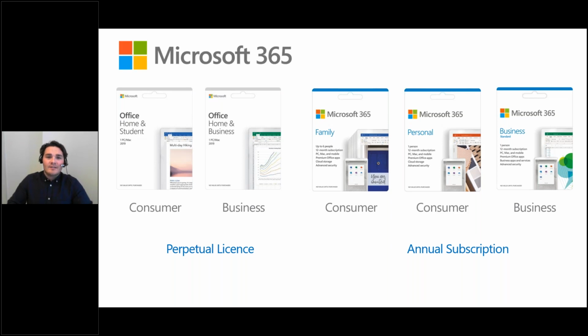If we look to the annual subscriptions, we have what was formerly known as Office 365. And here is part of the reason why it's confusing, because Office 365 is now called Microsoft 365. And this clearly marks the difference between the perpetual license and the annual subscription. But the reason behind changing from Office 365 to Microsoft 365 is because we've made some fundamental changes into the software.